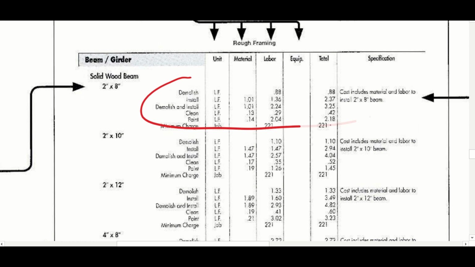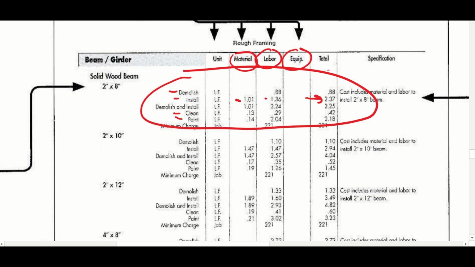Within each job, you've got your demolish, your install, your cleaning, and your painting. So you're going to add those four things together. Each job has a material cost and a labor cost, and many of them also have an equipment cost. If we add these three prices together, $1 plus $1.36, we get $2.37.